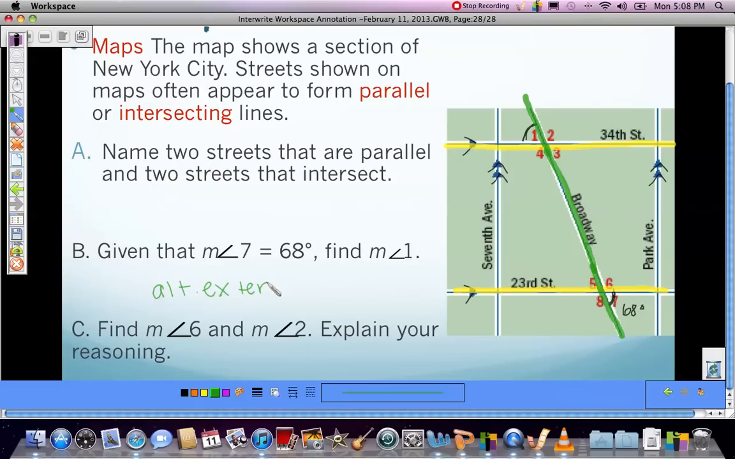So looking at these two angles, these are alternate exterior angles. I knew that they were alternate because they were opposite one another. I knew that they were exterior because they're on the outside of the parallel lines. They're not on the inside. 4, 3, 5, and 6 are on the inside, so those are interior. 1, 2, 8, and 7 are on the outside, so those are exterior. So 7 and 1 are actually alternate exterior angles, and because they are alternate exterior angles, they are congruent. So the measure of angle 1 also equals 68 degrees.